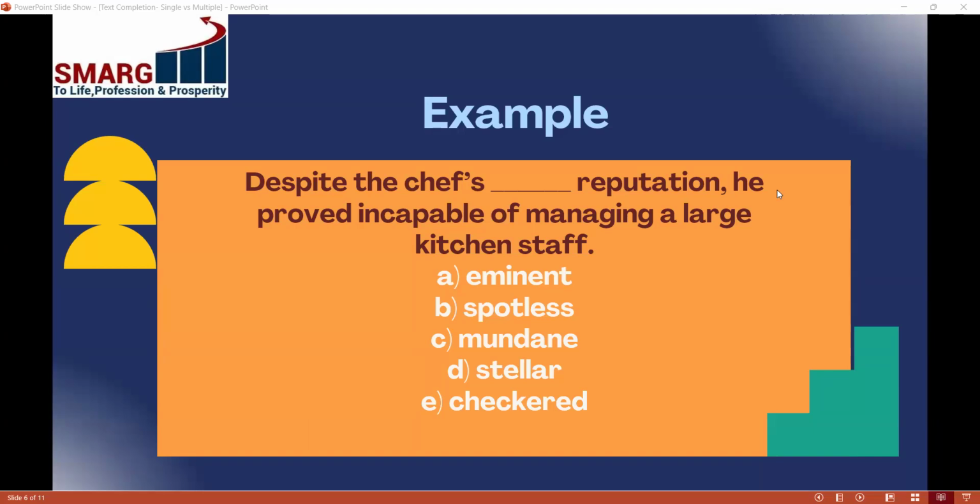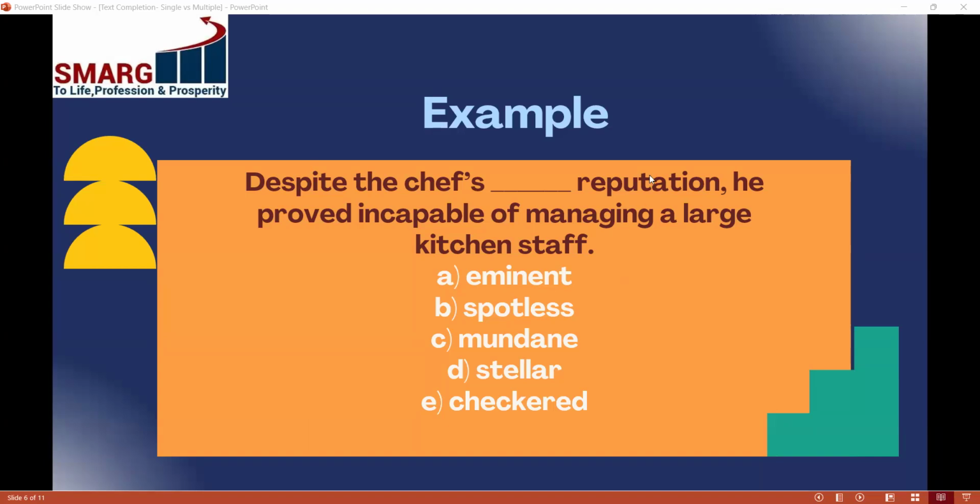Right. Okay. So I'm getting two answers here, eminent and stellar, A and D. Anybody else have any other word in mind? D. Okay, all right. So half of you are saying A, half of you are saying D. Okay, B, spotless. All right. So here the correct answer would be D, stellar. Despite the chef's stellar reputation, he proved incapable of managing a large kitchen staff.